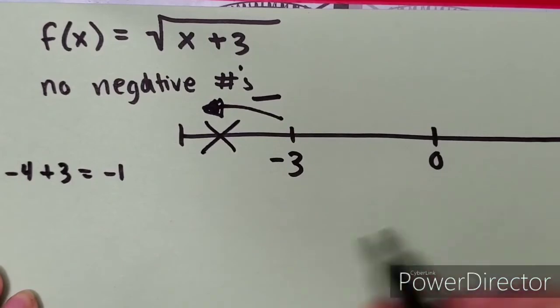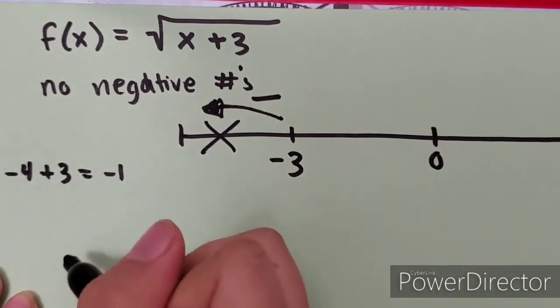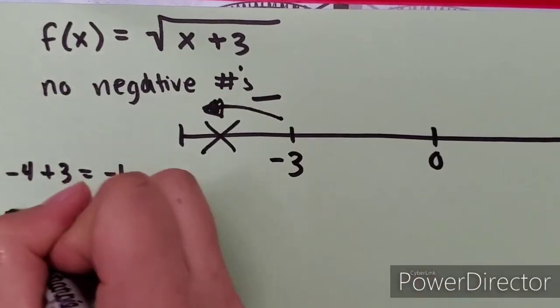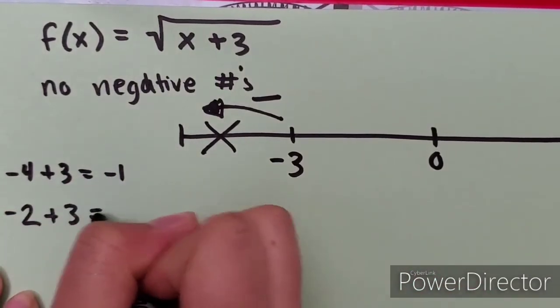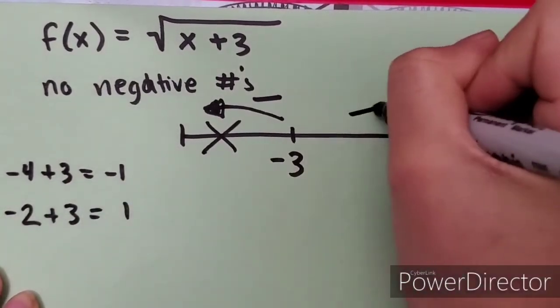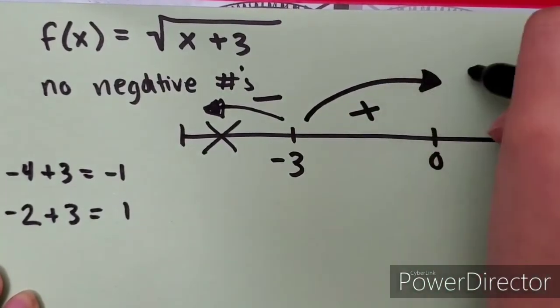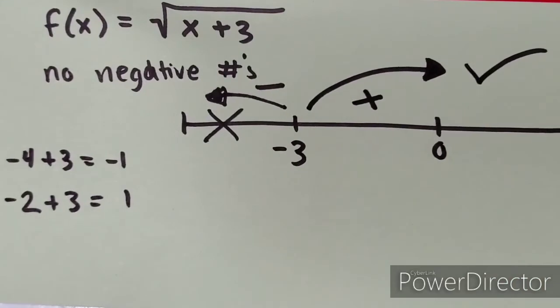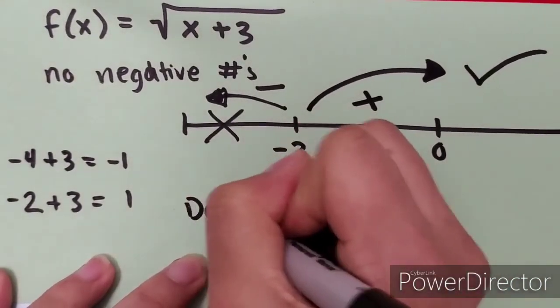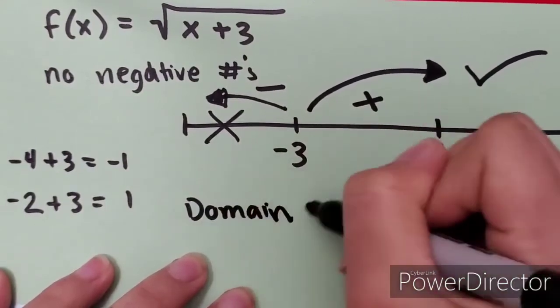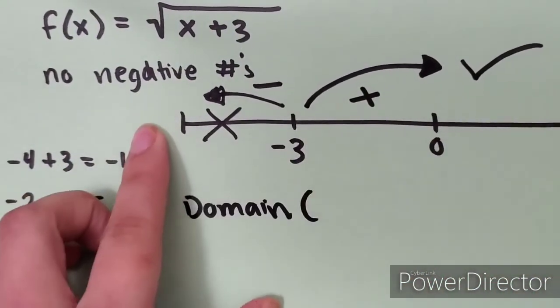So then we'll go on to this side. Anything after negative 3. So let's do negative 2. Negative 2 plus 3 equals positive 1. Positive. So everything on this side of the graph is positive, which is good. So this is the domain. So then for the domain, we can look at this equation.